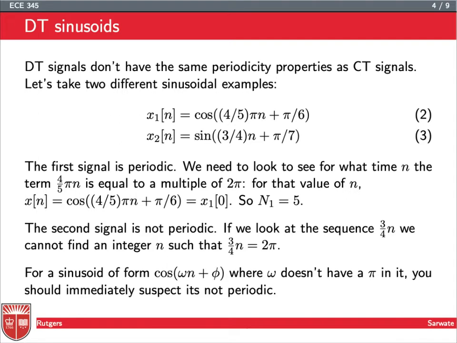The second signal is not periodic at all, because if we look at the sequence 3/4 n, regardless of the value of n, we'll never get it to be a multiple of 2 pi. So it's always just oscillating around. If we have a sinusoid, cosine of omega n plus phi, remember the phase shift doesn't matter. If the frequency omega doesn't have a pi in it, then you should suspect that this discrete time signal is not periodic at all.